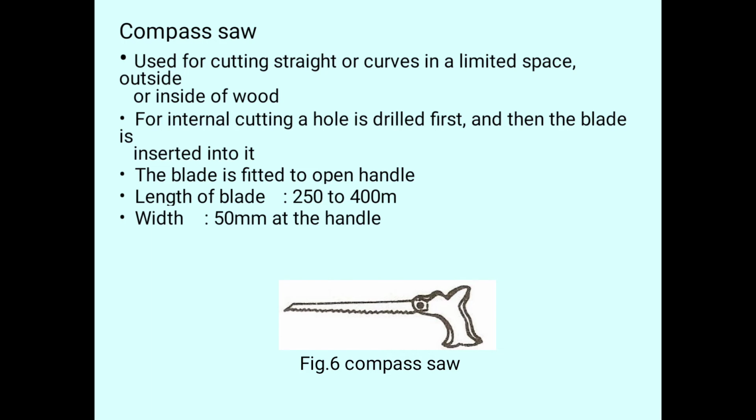Next, we can see the width of this compass saw. That is about 50 mm at the handle. Nearby the handle, the width of the blade is about 50 mm, and 25 mm at the tip. So it is also a tapered blade. At the tip of the blade, the width is about 25 mm, and near the handle it will be double the tip, that is 50 mm.